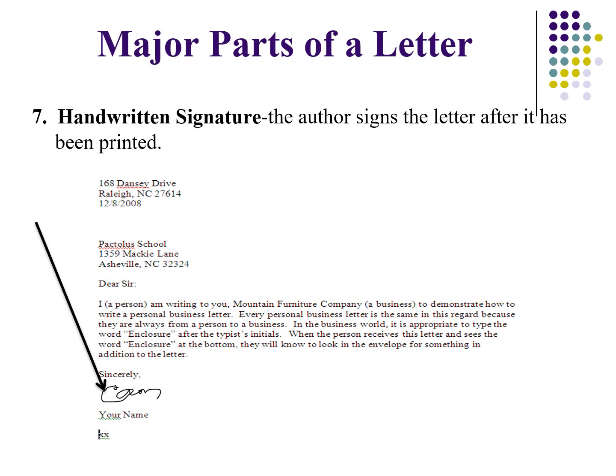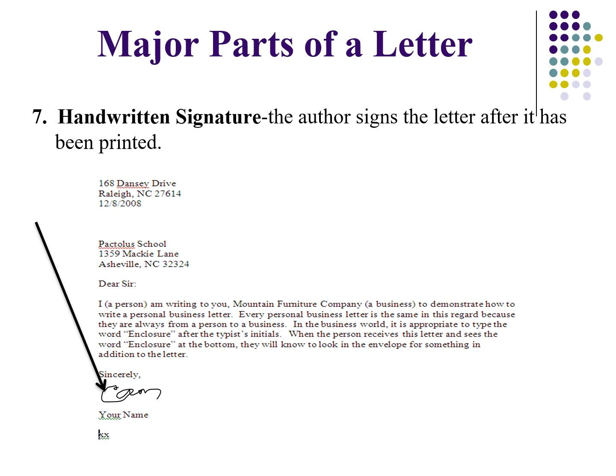The seventh part of the letter is the handwritten signature, the author's signature that is put at the end of the letter. Whoever is writing the letter has to sign it and give an authorization that he has written the letter. That is why it is very important. It's one of the major parts of the letter. So even if you type the letter, the signature has to be given handwritten.